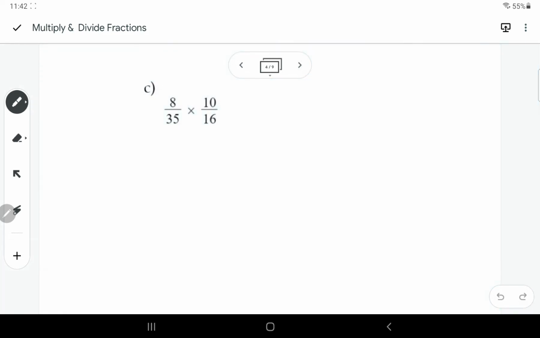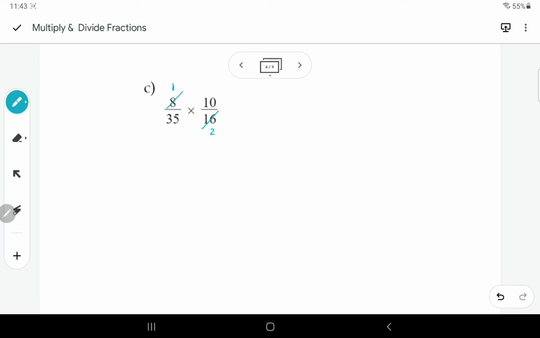Same idea here. If you think you've got the hang of it, try pausing the video here and trying this one on your own before you watch the solution. So I think what a lot of people might see first is the 8 and the 16. So here I can reduce the 8 and reduce the 16, and I see that 8 goes into both of those. So 8 divided by 8 is 1, 16 divided by 8 is 2.